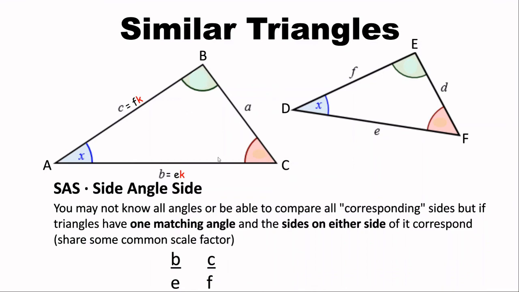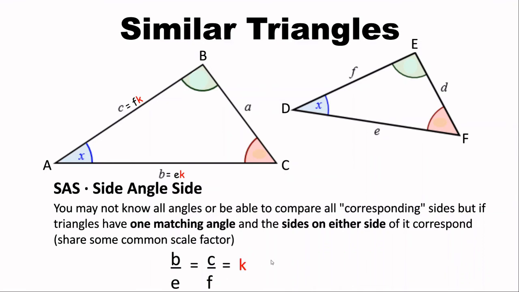Triangle ABC has side lengths A, B, and C, and triangle DEF side lengths D, E, and F. However, I've labeled over here that side length C is equal to F times K, and side length B is equal to E times K. That makes me think that these two triangles may be similar because side lengths C and B are on either side of angle X, and C is some multiple of side length F, and B is some multiple of side length E. If I were to compare my "corresponding" side lengths, and I'm putting this in quotations here because I'll find out if they correspond by comparing these fractions, B divided by E should be equal to C divided by F.